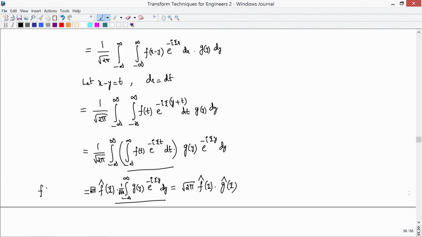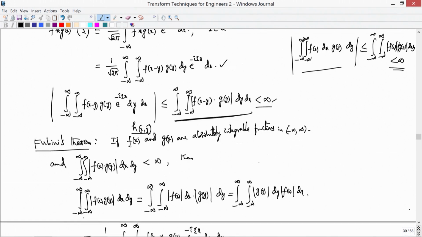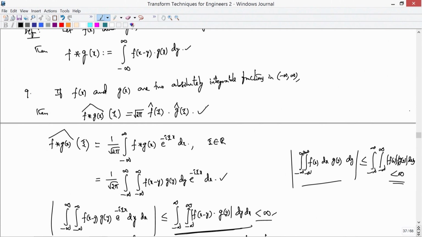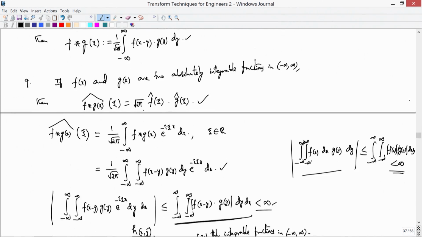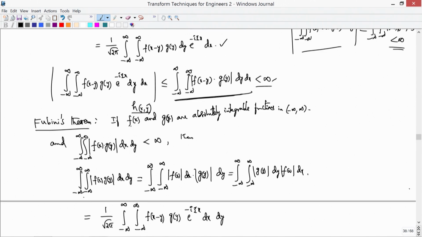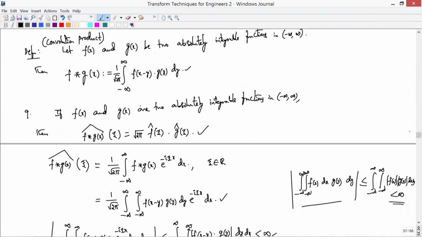This is exactly my f star g, the convolution product, and the Fourier transform of that as a function of xi is actually this. This is exactly what we want to prove as a property. This is right. Okay. So, if you do not want this part, you can redefine your convolution product with a factor 1 by root 2 pi. If you do this, then there won't be any root 2 pi in the final property.